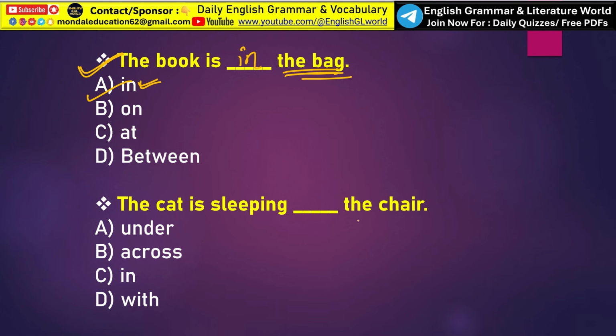Next, the cat is sleeping dash the chair. So look at the sentence. Here the cat is sleeping. Obviously option A, under. Okay, under the chair. So under means below or beneath something. Okay, so in this sentence the cat is sleeping beneath the chair. That's why we have to use option A, under.